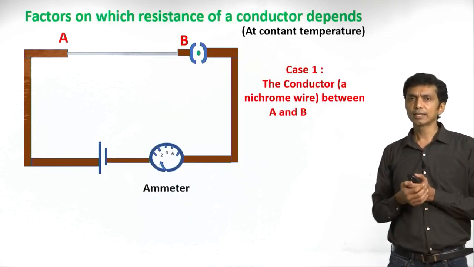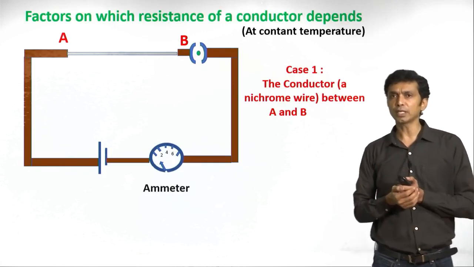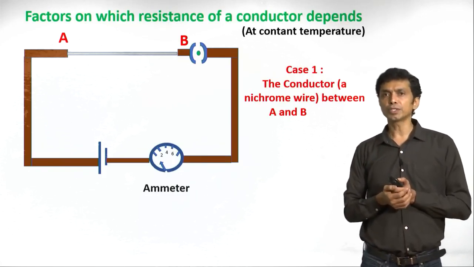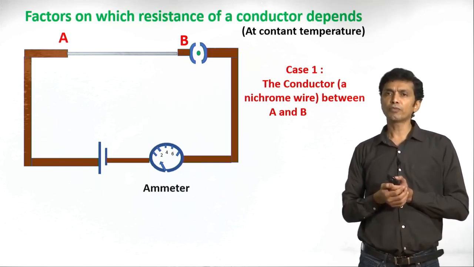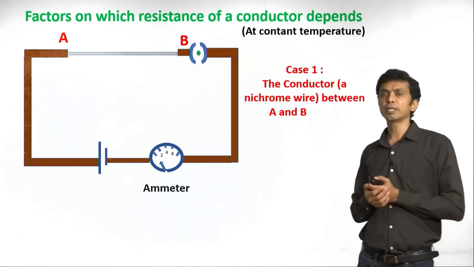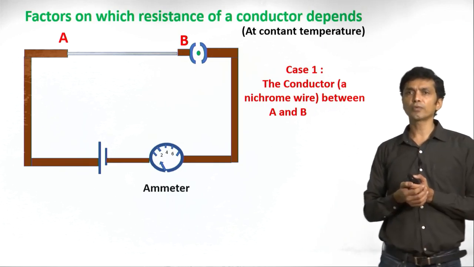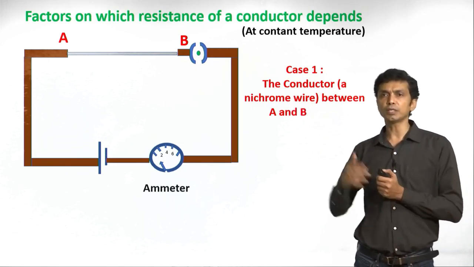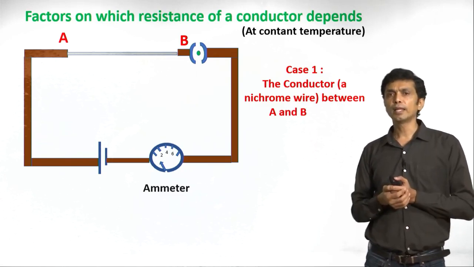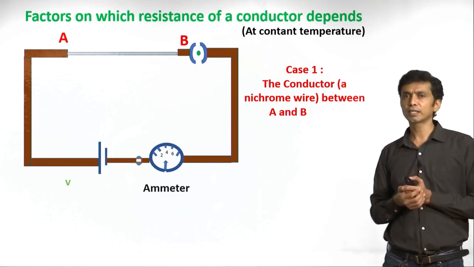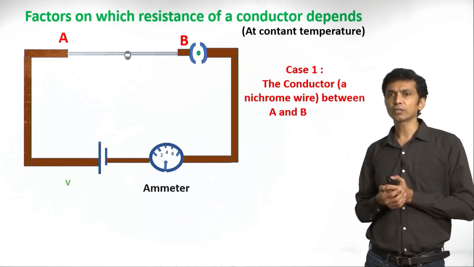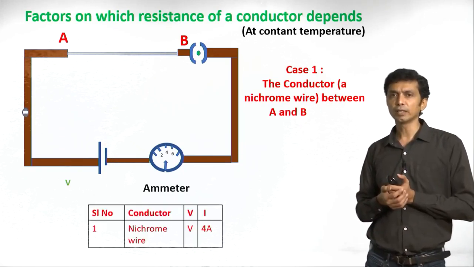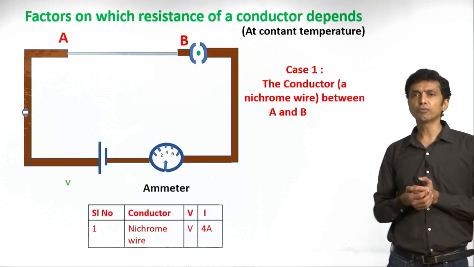Now, let us come to the third point which we are learning, that is the factors on which resistance of a conductor depends. Let us find what factors on which the resistance of a conductor depends. This is the second experiment, remember we are doing. This is the case 1. We have taken a nichrome wire, AB is a nichrome wire. Now, we will give the power source in the electric circuit and note down the electric current passing through this nichrome wire. So, the electric current is 4 amperes.